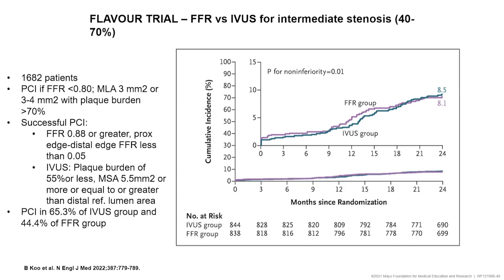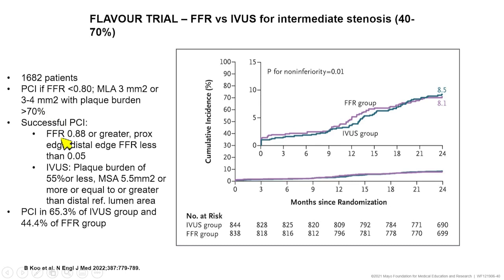This trial just came out in the New England Journal, with 1682 patients. It compared FFR with IVUS for intermediate stenoses, 40 to 70% stenosis. I think it was published just 2 weeks ago. Here, what they did was they performed PCI if the FFR was less than 0.80. And with IVUS criteria, they were looking at an MLA of 3 square millimeters, or 3 to 4 square millimeters with a plaque burden of greater than 70%.